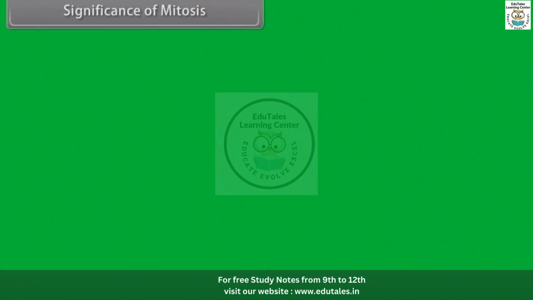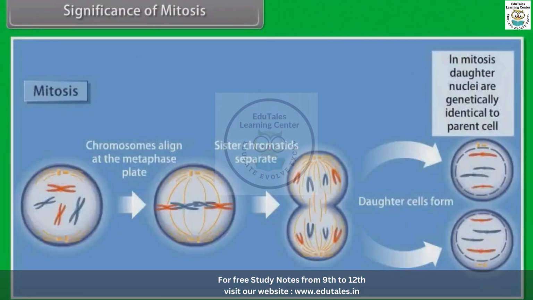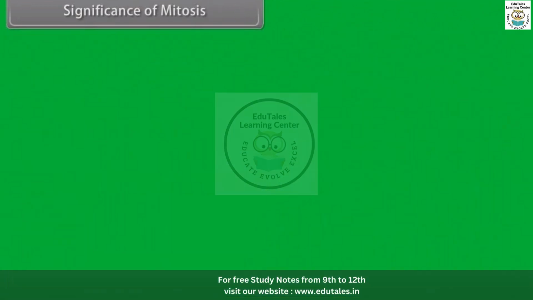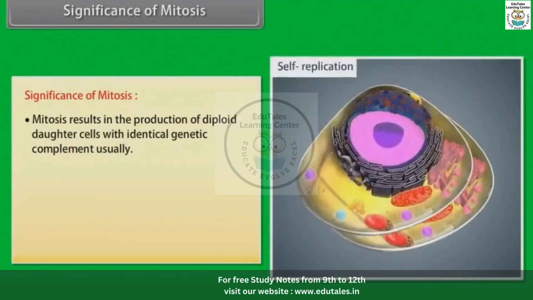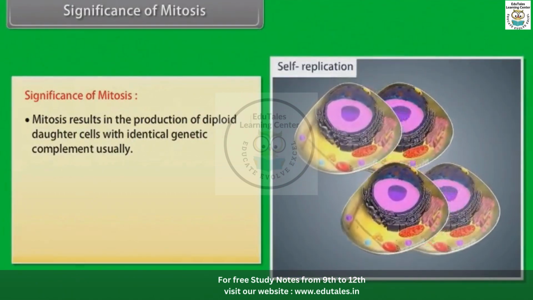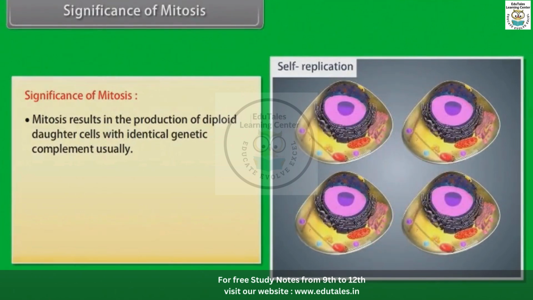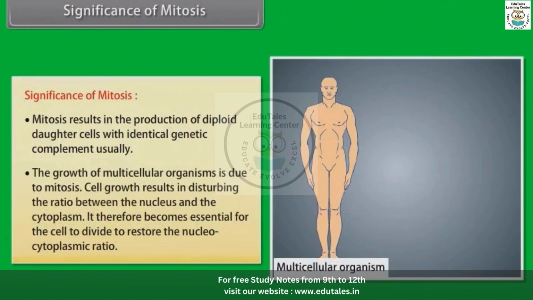Significance of mitosis. Till now we have learnt about various stages of mitosis. Now let us see what is the significance of mitosis. Mitosis results in the production of diploid daughter cells with identical genetic complement usually. The growth of multicellular organisms is due to mitosis.